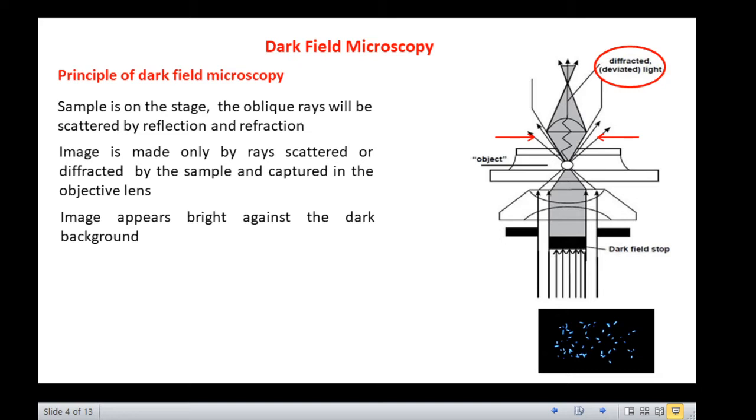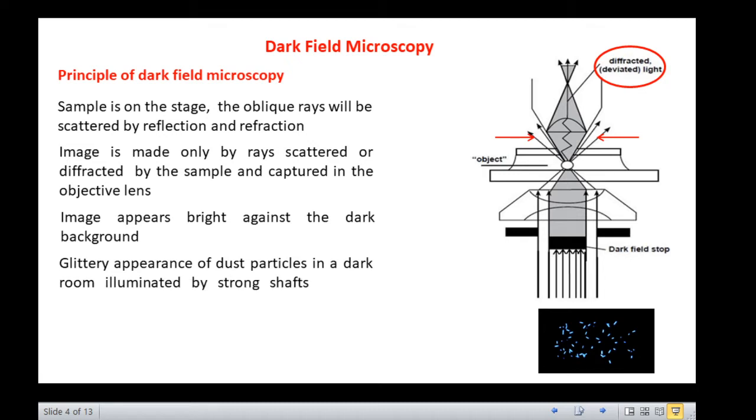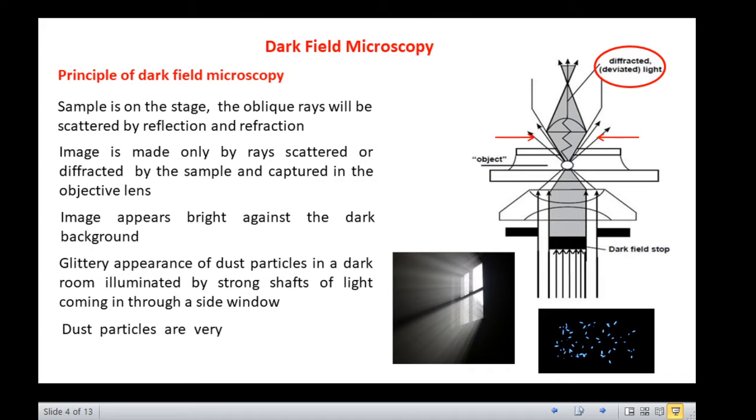This situation can be compared to the glittery appearance of dust particles in a dark room illuminated by strong shafts of light coming in through a side window. The dust particles are very small but are easily seen when they scatter the light rays. This is the working principle of dark field microscopy.